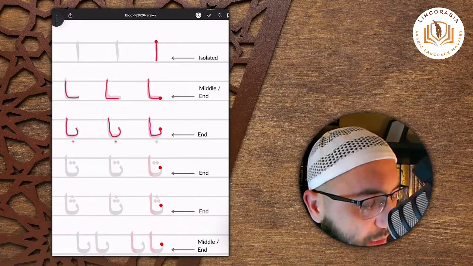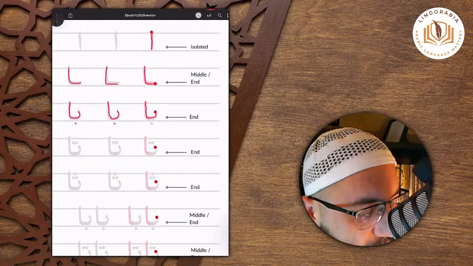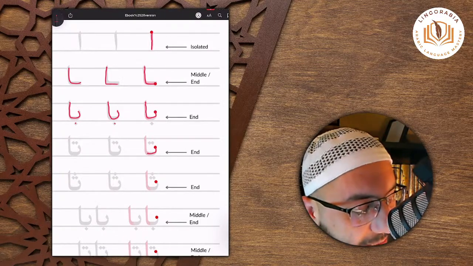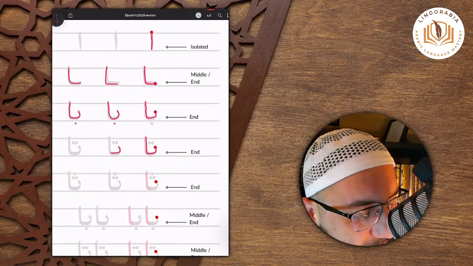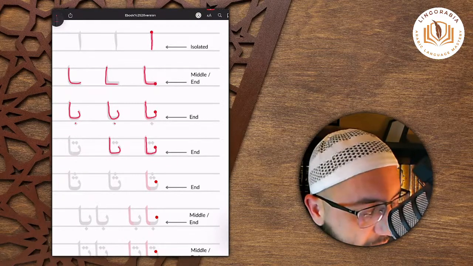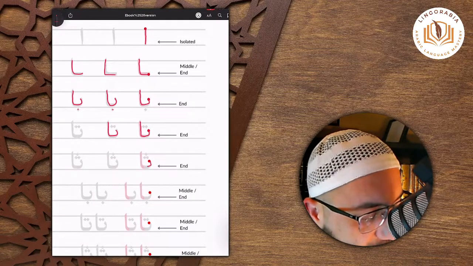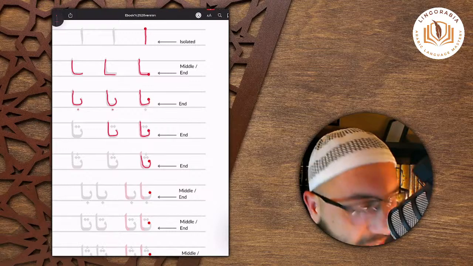Yeah, so this is how you write the alif. When it's connected with the letter before, you don't release the pen; you go up immediately. I hope this makes sense, guys. Now we have the alif here with three letters: with the ba, with the ta, with the tha.